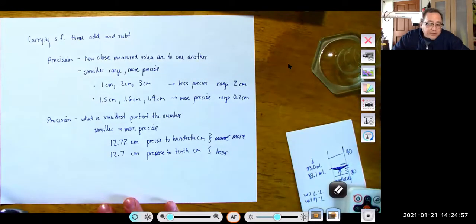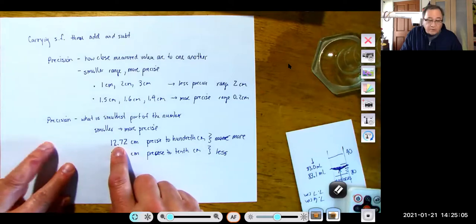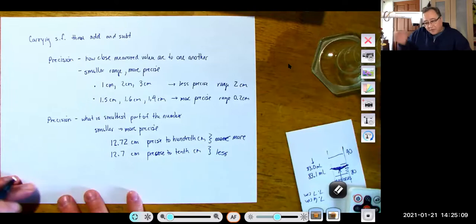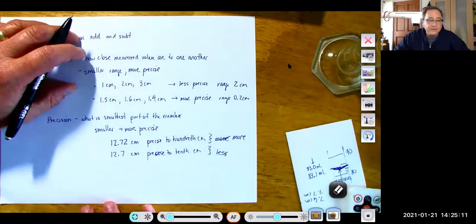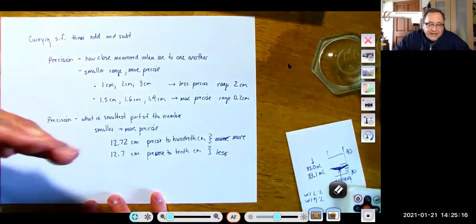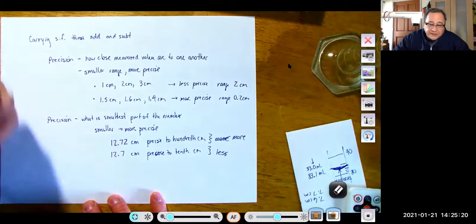So this is another way to look at precision, is you don't have a number of different values, but you just have one with that plastic ruler and you have one with the paper ruler. So which one's more precise? The one where you know numbers farther to the right. Any questions about looking at numbers and deciding when you're comparing them side by side, which is more precise? Any questions there?